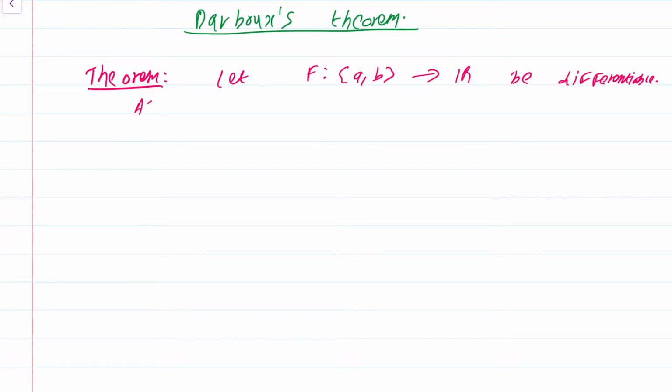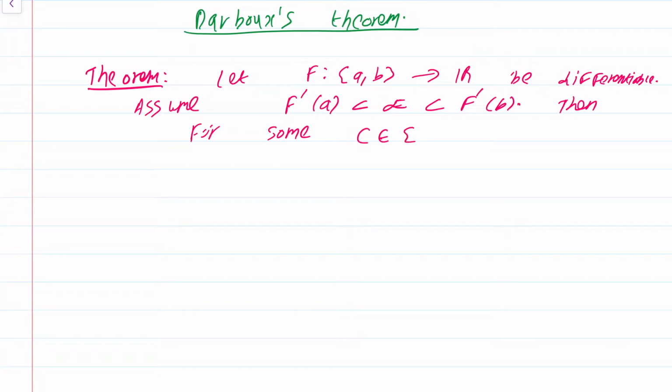Assume that f prime of a is less than alpha, which is less than f prime of b. Then for some c in the closed interval [a, b], we have f prime of c equal to alpha. In other words, the intermediate value property holds for derivatives.